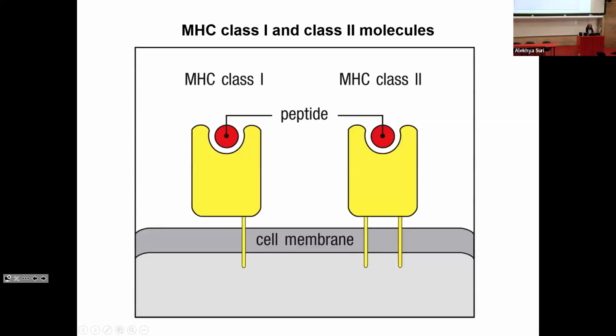The MHC molecules, or major histocompatibility complex molecules, come in two types, class 1 and class 2. Both of them have a groove where peptides of different lengths can sit. Both MHC 1 and 2 are tethered to a cell membrane. MHC class 1 is present on all nucleated cells, whereas class 2 is present on specialized antigen-presenting cells like macrophages, dendritic cells, and some B cells. Okay.